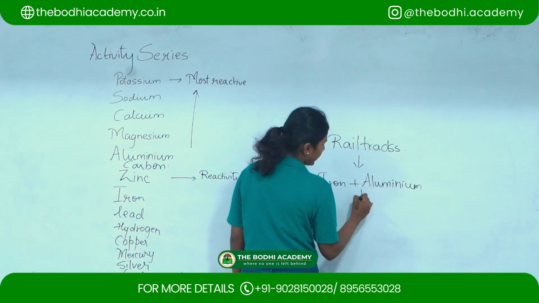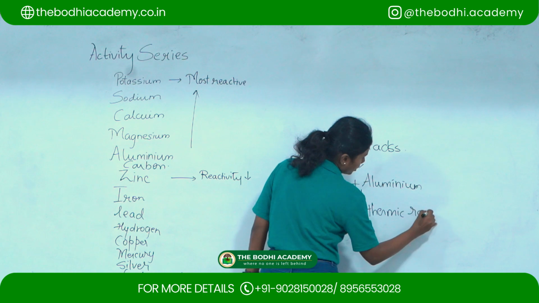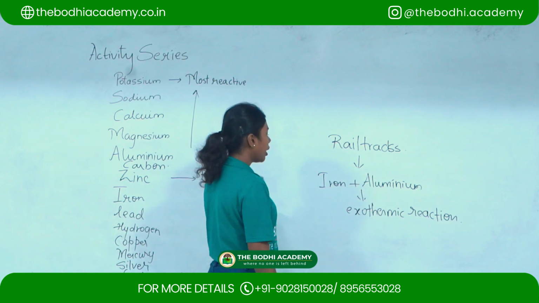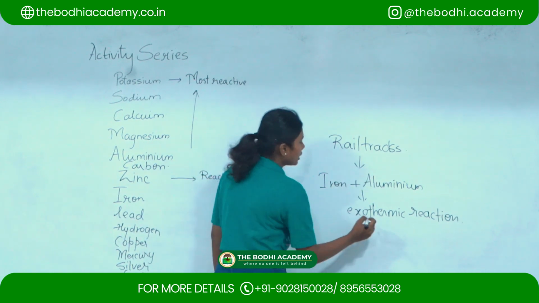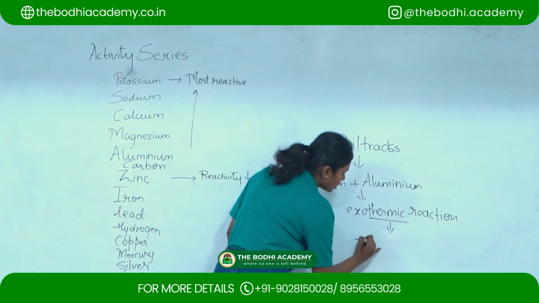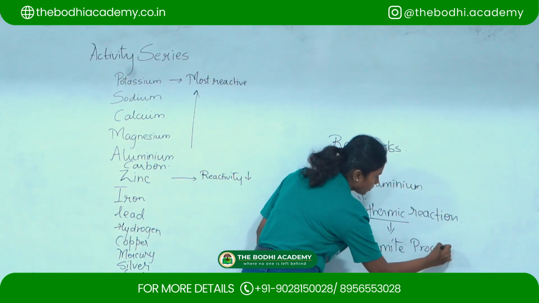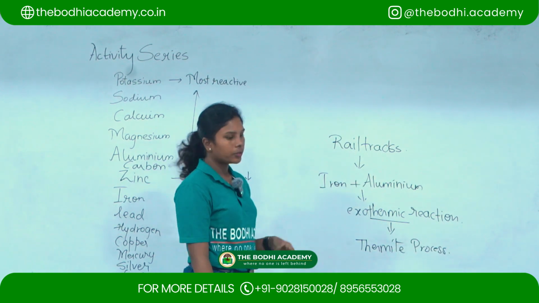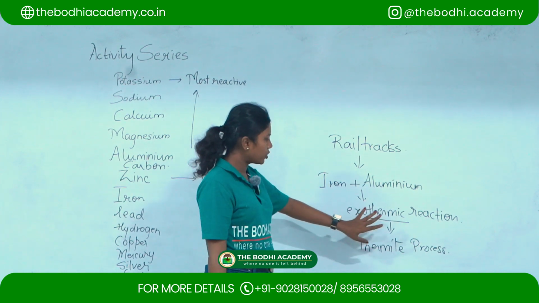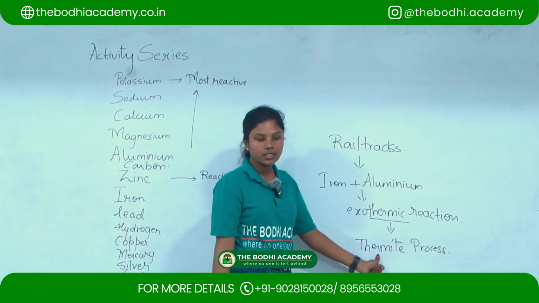This is a highly exothermic reaction. Exothermic as in a lot of heat is released in this reaction. Now when we look at the word exothermic itself, the thermic part of it tells us that it is a known process called the thermite process. So the reaction of iron oxide with aluminium is a highly exothermic reaction, and the word itself tells us that it is the thermite process.